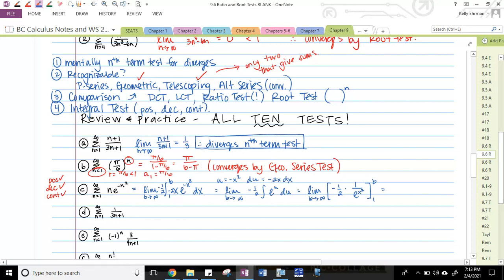So when I do this, I get negative 1/2 times 1 over infinity. So that's 0. Minus negative 1/2 times 1 over e. The point is that I'm getting a number, 0 plus 1 over 2e. This is not what the series converges to, but the series does converge, because I got a number, by integral test.